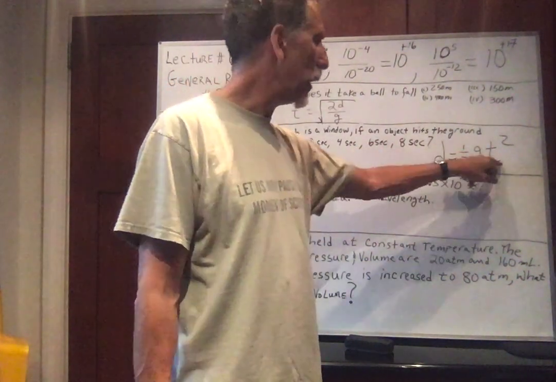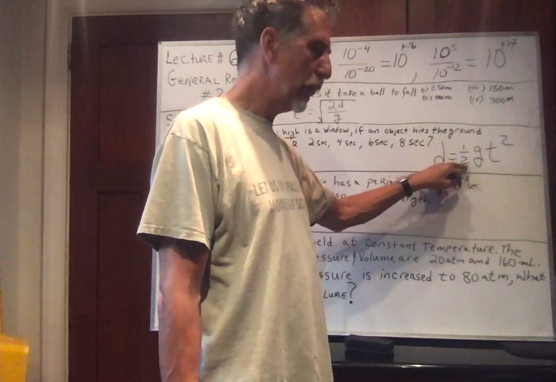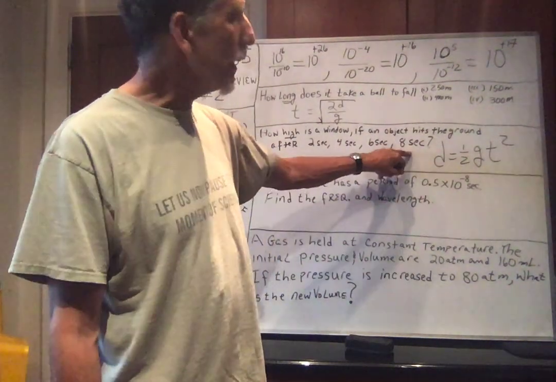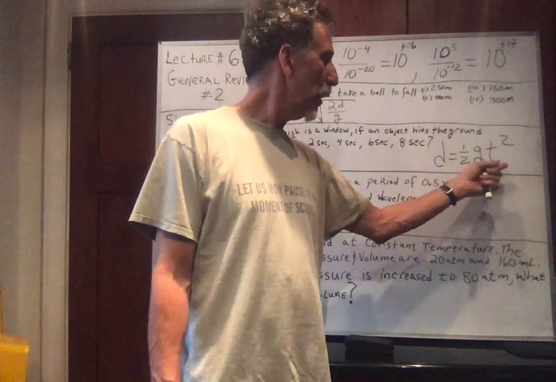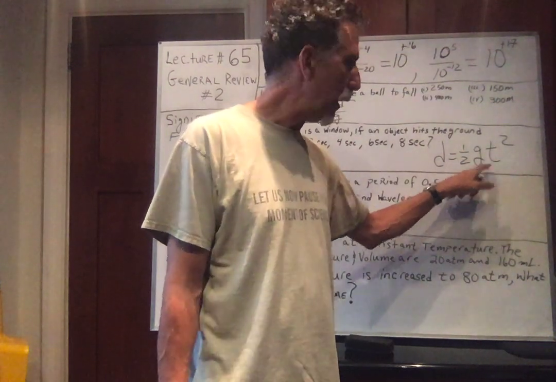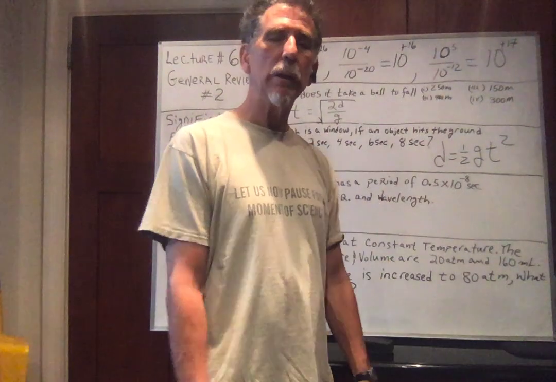6 seconds. 6 squared, 36 times 10, 360. Divided by 2, 180. Okay. And then finally, 8 seconds. So T is 8. 8 squared is 64. Times 10 is 640. Divided by 2, 320.